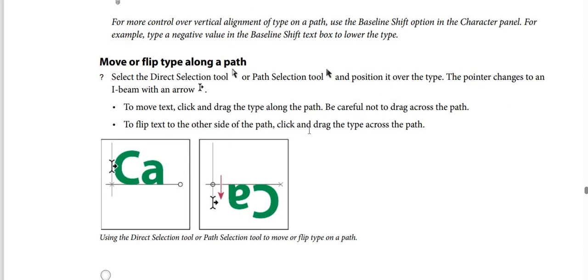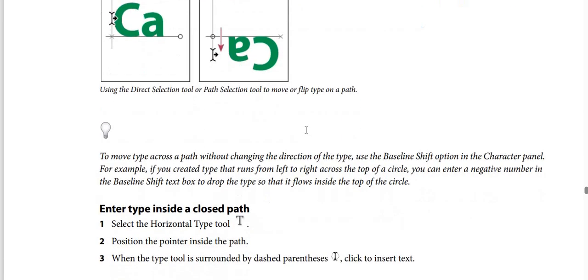And how to move or flip type along a path. You should select the direct selection tool firstly, or path selection tool, and position it over the type, and the pointer changes to an I-beam with an arrow. And to move text, click and drag the type along the path. Be careful not to drag across the path. And to flip text to the other side of the path, you should click and drag the type across the path, like the next image now.